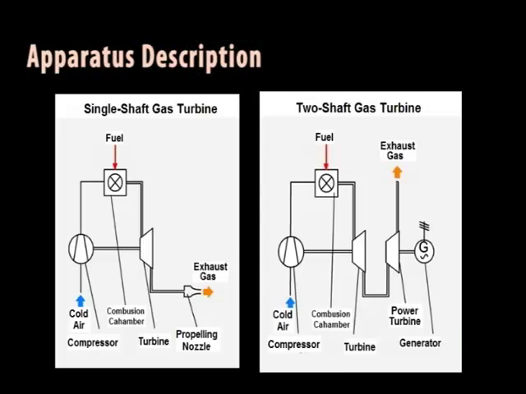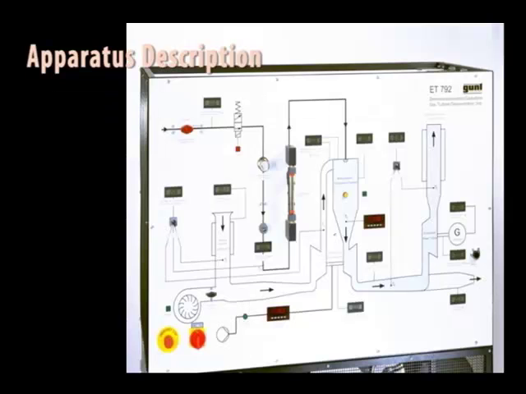The testing apparatus used in this experiment is a two-shaft system with radial compressors and turbines. The power turbine drives an electrical power generator. All components necessary for the operation of the system are combined in a compact arrangement. The control and display of all important process parameters is combined on a control panel.